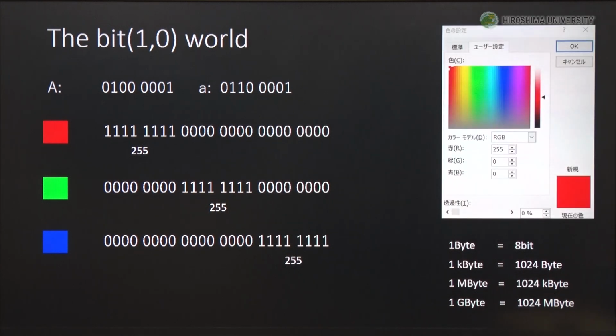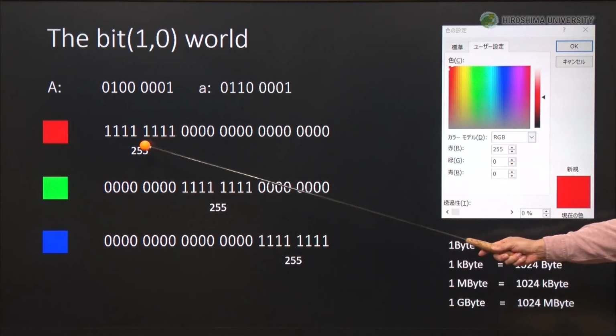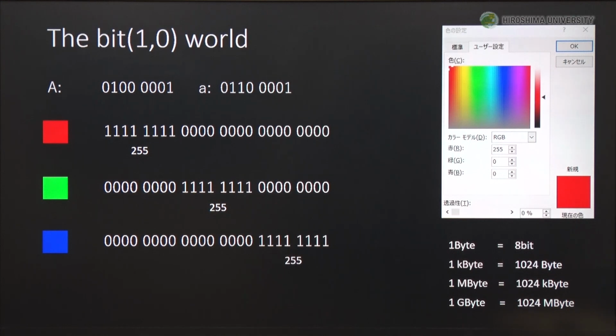If we take a look at the color, for example, when you are using PowerPoint and try to use a detailed color system, then red is, for example, 255. 255 means this series of bits 1 and 0. Then in these binary systems, 1 plus 1 is 10, and if we multiply 1 and 1, it is 1, 0.